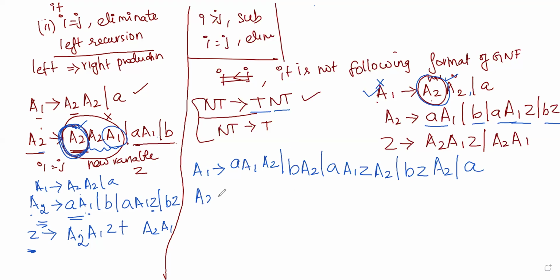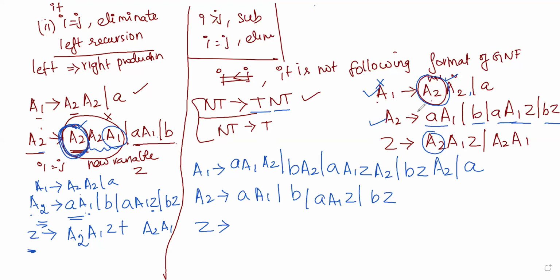Now A2 is already following the format of GNF, so I'm writing it as such. DZ. Okay, so it is capital, so it is allowed. Next is D, Z. Check whether it is following the format of GNF. No, it is A2, A2Z. So you should start with a terminal.